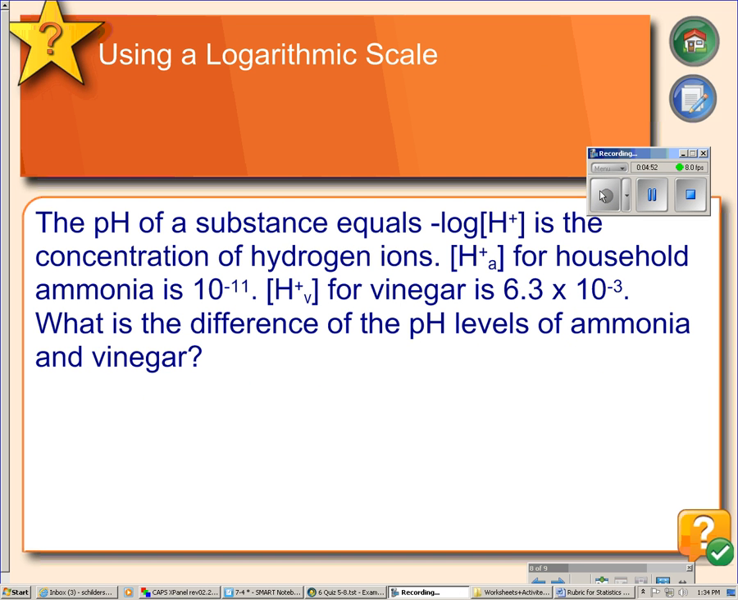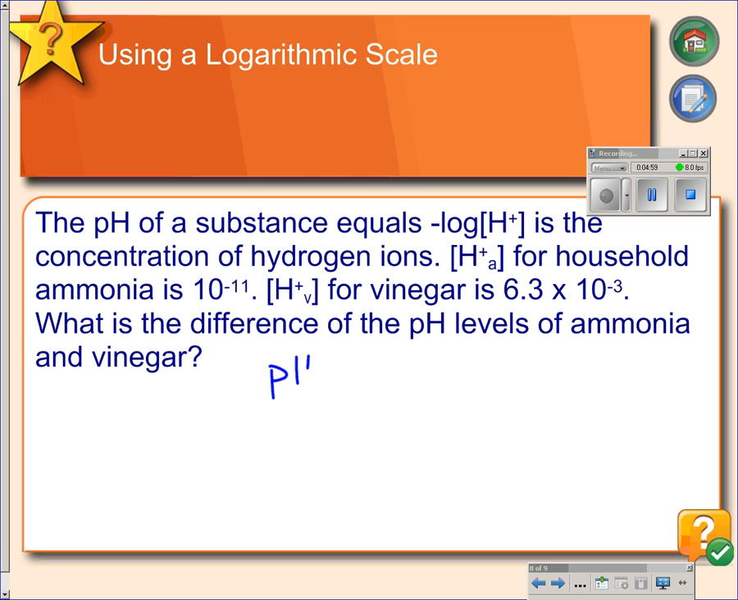One common use of logs is the pH scale. If you've taken chemistry, you should be somewhat familiar with the pH scale. And the formula for pH is that pH is calculated by taking the negative log of the hydrogen ion concentration. So the hydrogen ion concentration for ammonia is 10 to the negative 11th, and for vinegar it's 6.3 times 10 to the negative 3rd. So if we want to know the difference in the pH levels of ammonia and vinegar, we can calculate each one separately.